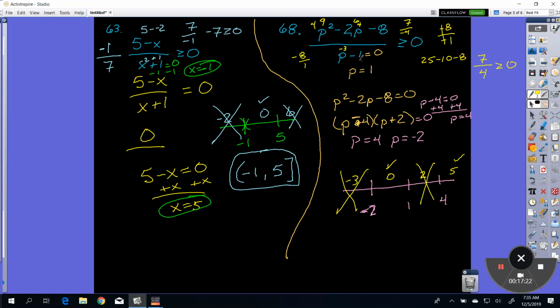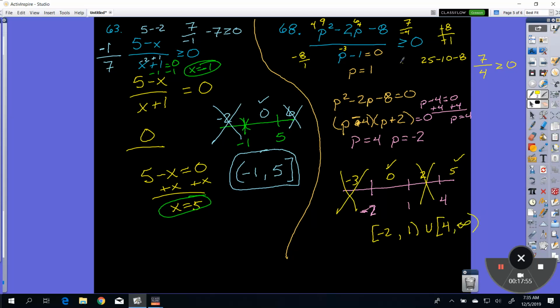So now I look at this. The one that it could not be was 1, right? So that's going to be a parenthesis on the 1. Bracket on negative 2 because it's a greater than or equal to. If it would have just been greater than, it would have been a parenthesis. But because it's an equal to, it will be a bracket. So from negative 2 to 1, along with 4 to infinity. And 4 is going to be a bracket as well.